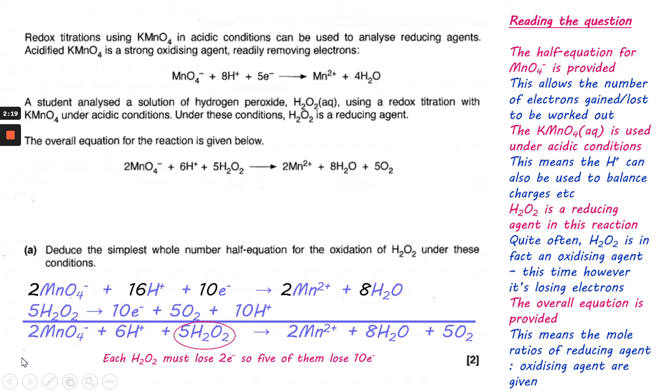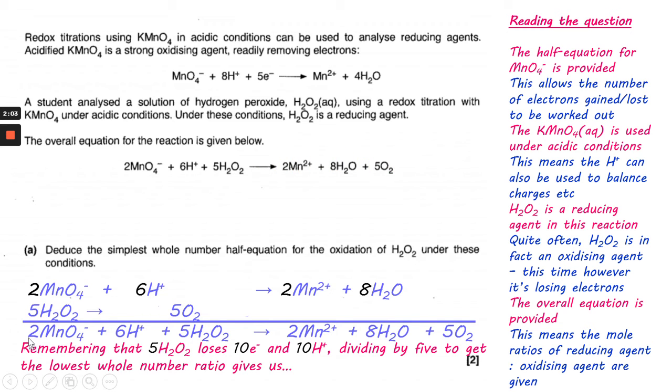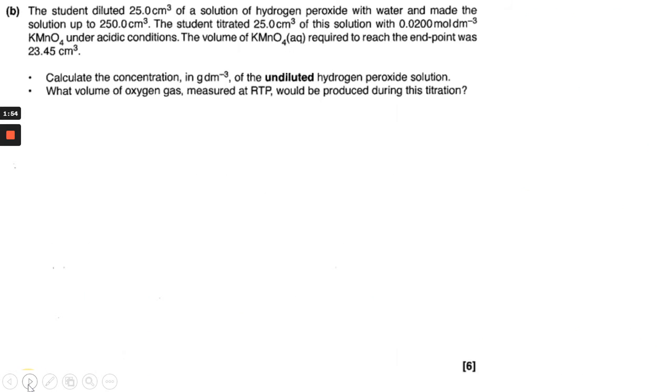This is the oxidation half equation, but they want the simplest whole number ratio. So let's first of all cancel everything out and double check that putting all that together would give us the overall equation that they give us. So yes, that matches what they provided, so we know we're on the right track. Remembering that 5 H2O2s lose 10 electrons and 10 H+, we divide by 5 to get the lowest whole number ratio, like so.